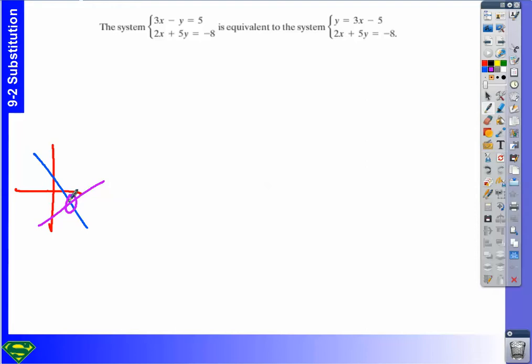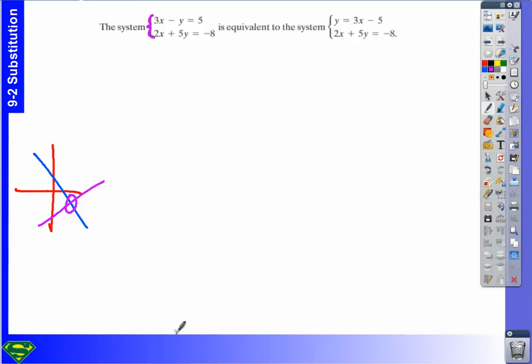And you don't have to graph the equations to find that point. It's actually a little more efficient to solve it algebraically. And one of the ways to solve it algebraically is using substitution. So here I have two linear equations that are written in standard form, ax plus by is equal to c. And we want to use substitution.